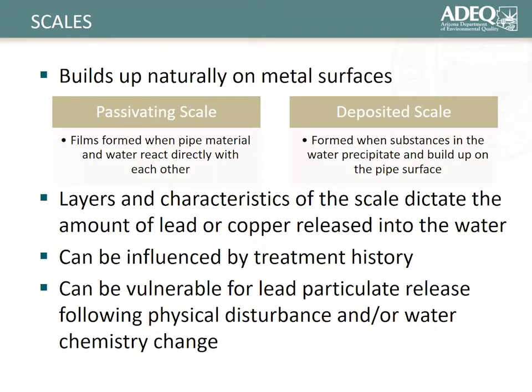So this is when we get a uniform film formed on the pipes and the water reacts directly with that passivating scale. Deposit scales are when substances and water precipitate and build up on metal pipe surfaces, and they're not so readily formed in a smooth or uniform fashion. Those deposited scales are more at risk of breaking off when there are hydraulic disturbances, pressure loss, or physical disturbances. And those break-off pieces end up going through people's taps and into their drinking water glasses.